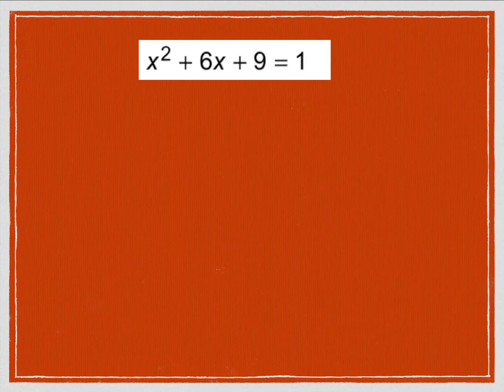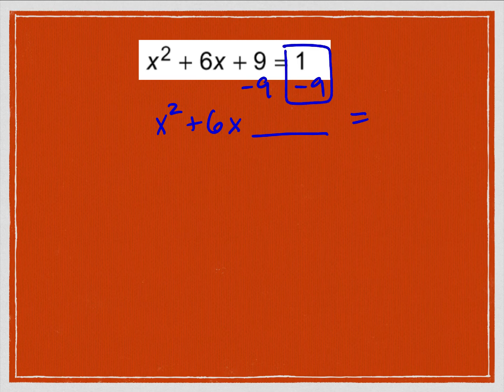All right, so for the next one, what do I have to do first? Subtract 9. So I want to rewrite it with my x's on one side, I'm going to leave a space for what completes the square, and it's equal to, what's 1 minus 9? Negative 8. What goes in the blank here? What's the little formula? B over 2 squared. And what's B?